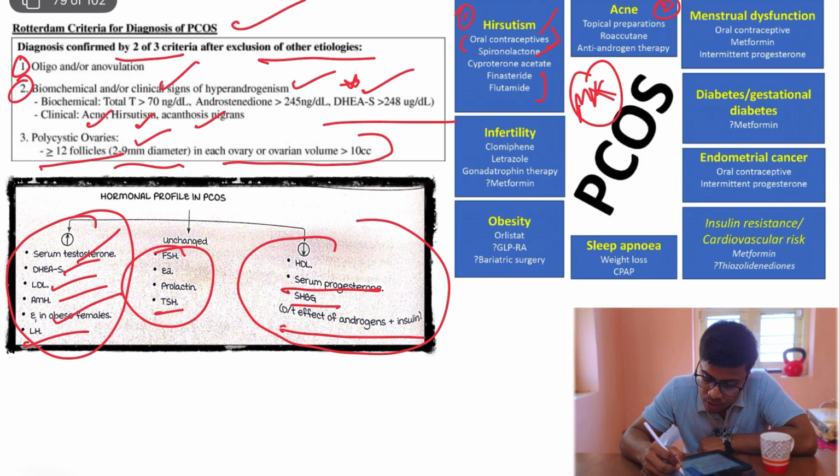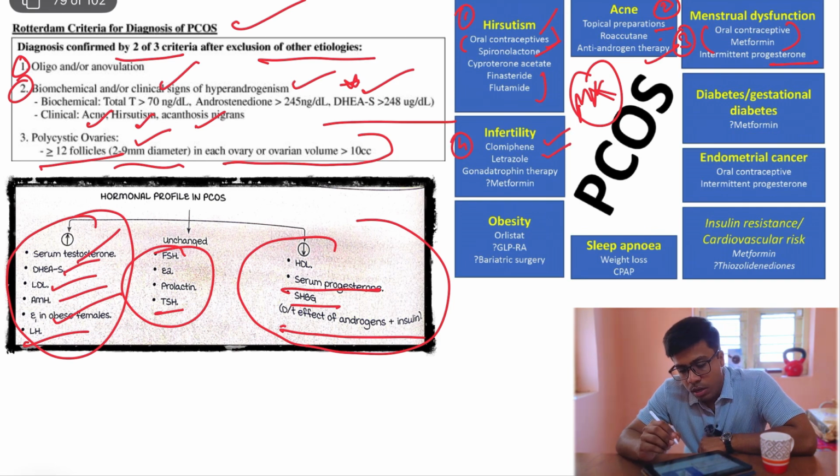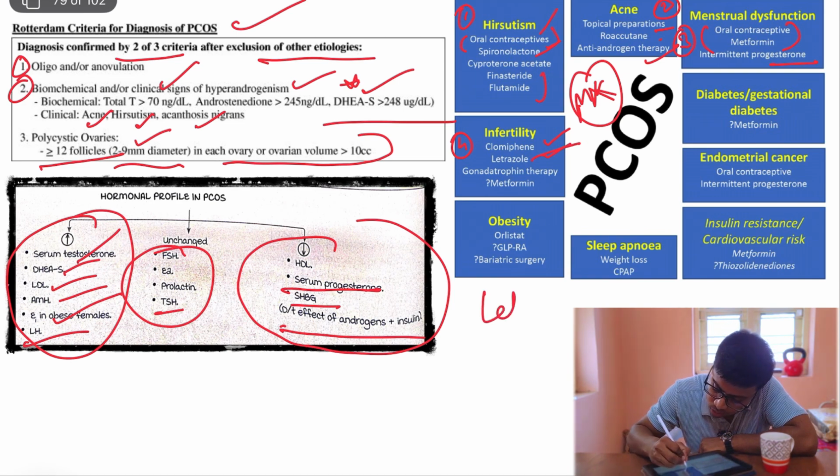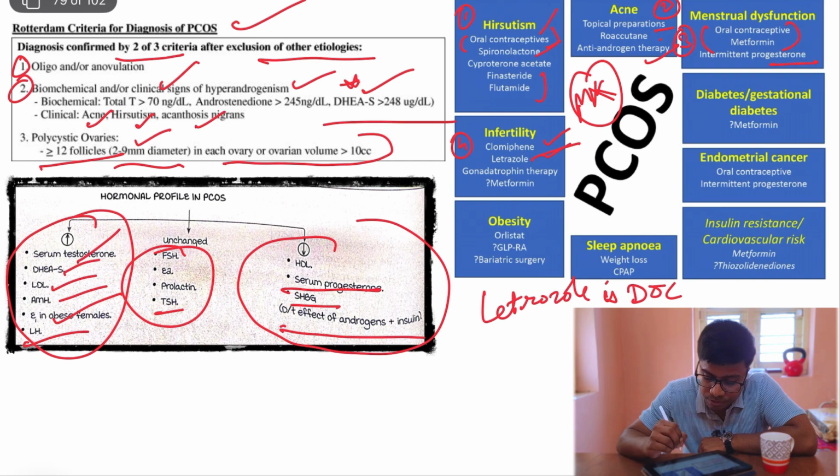For acne, topical preparations and anti-androgen therapy can be given. For menstrual dysfunction, oral contraceptive pill, metformin can be used, and intermittent progesterone can be given. Then for infertility, clomiphene citrate and letrozole. Among these, letrozole is very important because it's the drug of choice. Letrozole is the drug of choice. Why? I will explain it further.